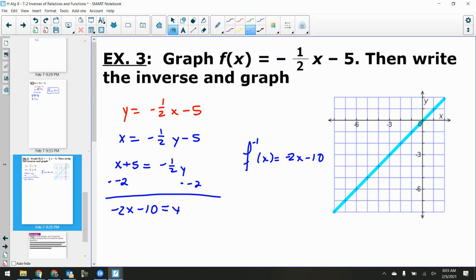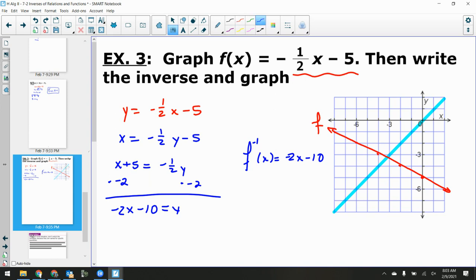All right, so let's graph this. I'm gonna put the first one in red. Negative 1 half x minus 5. Okay, y-intercept of negative 5. The slope of negative 1 half, down 1 right 2, or up 1 left 2. So here's my line. There's f.